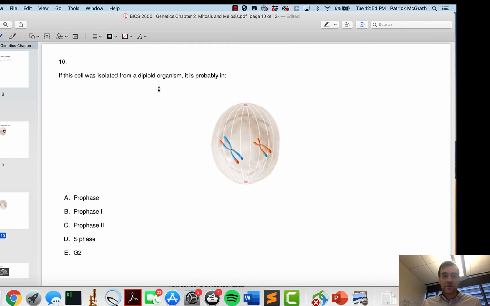Number 10, if the cell was isolated from a diploid organism, it is probably in what? You should immediately get rid of prophase because you can see recombination has occurred. There are orange parts on the big chromosome. The other reason you can exclude prophase 1 is because you would expect to see a tetrad, and we don't see a tetrad here. In fact, we see homologous chromosomes have already separated from each other, so there's only one copy of each chromosome. And so C is the best answer. You don't see chromosomes in S phase or G2.